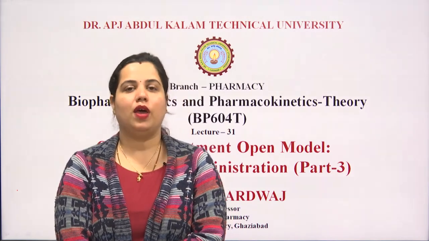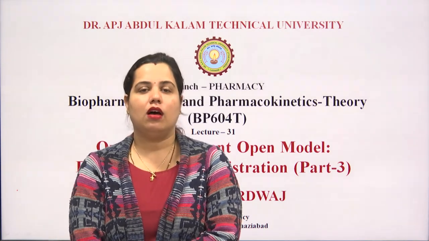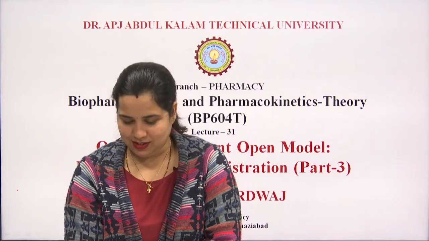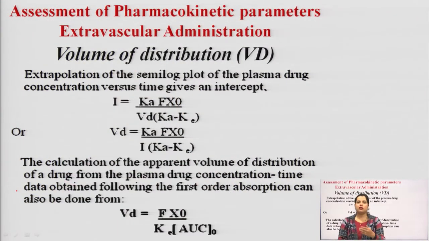So, in this session, we will again be continuing with the previous topic, One Compartment Open Model, Extravascular Administration, Part 3. So, let us get started. We have discussed extravascular administration, how the drug plasma concentration time profile curve has different phases, and how we can calculate various pharmacokinetic parameters like Cmax and Tmax. We have also discussed zero order kinetics and first order kinetics in the one compartment open model for extravascular administration. Now, after discussing Cmax and Tmax, a few more important parameters remain to be discussed.